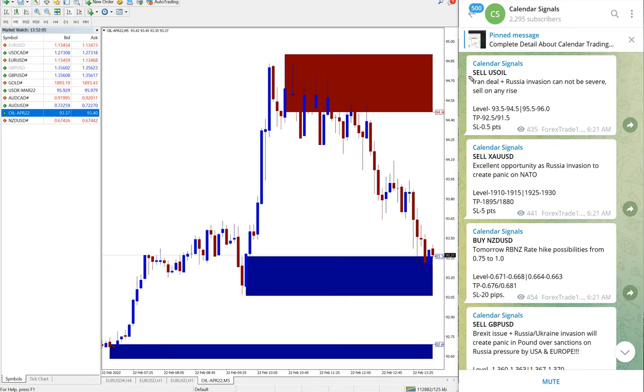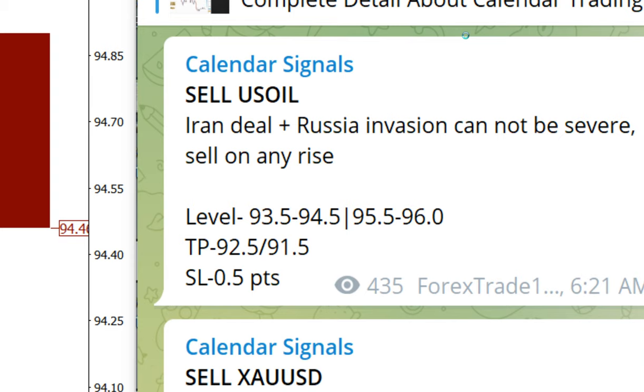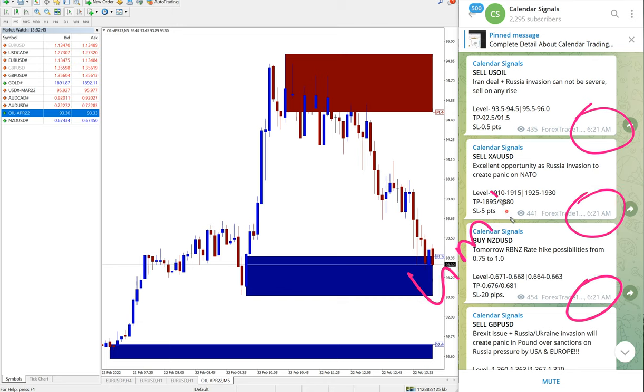For example, sell USOIL we have mentioned here, and we also give the reason why: Iran deal plus Russia invasion cannot be severed, sell on any rise. So we predicted that US oil price will come down, and that is what you can see on the market right now. On the chart you can see the 5 minutes US oil chart opened here, and it moved in our given direction. The signal posted time is 6:21 a.m. GMT.